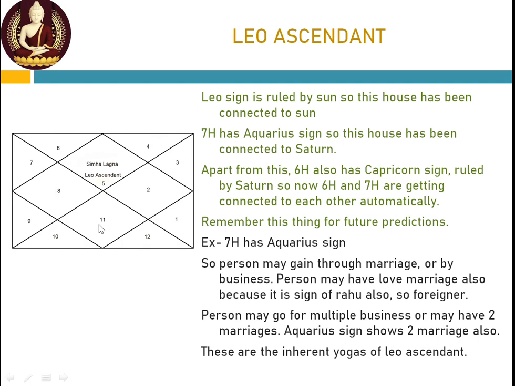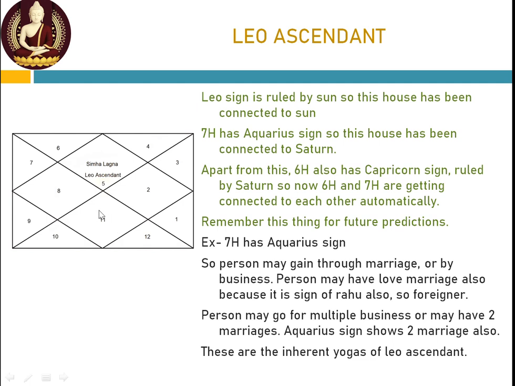Now remember always this house and this house already connected to each other. Why? Because this house is also ruled by the Saturn. So a result of these two houses will be delivered by the Saturn. That's why you have to remember that 6th house and 7th house energy is already connected in the chart.